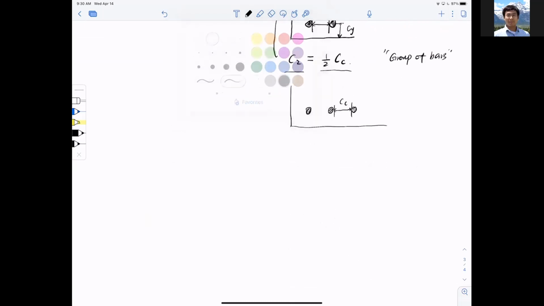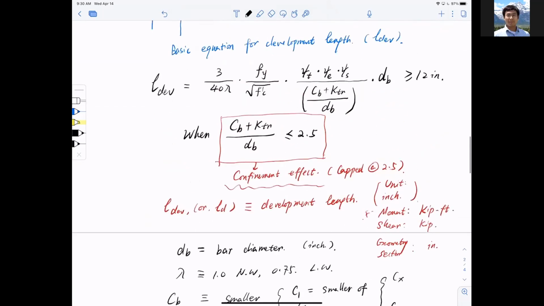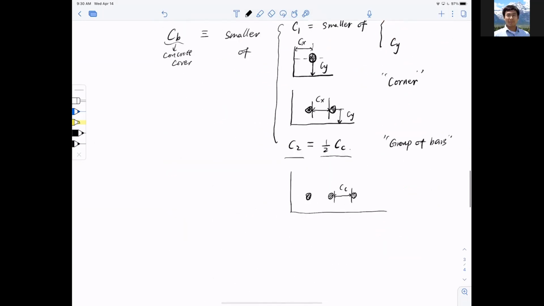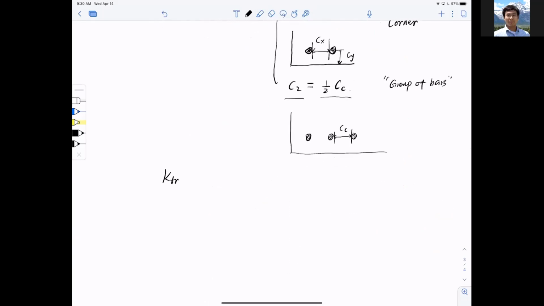Now let's take a look at the KTR. Remember in the confinement effect, there's a parameter KTR here. So what does KTR mean? KTR is actually an equation. We call it the transverse reinforcement factor, and that is an equation equal to 40, just a constant, multiplied by ATR, the transverse reinforcement area, divided by S, the spacing between the transverse reinforcement, and N, the number of bars being developed.